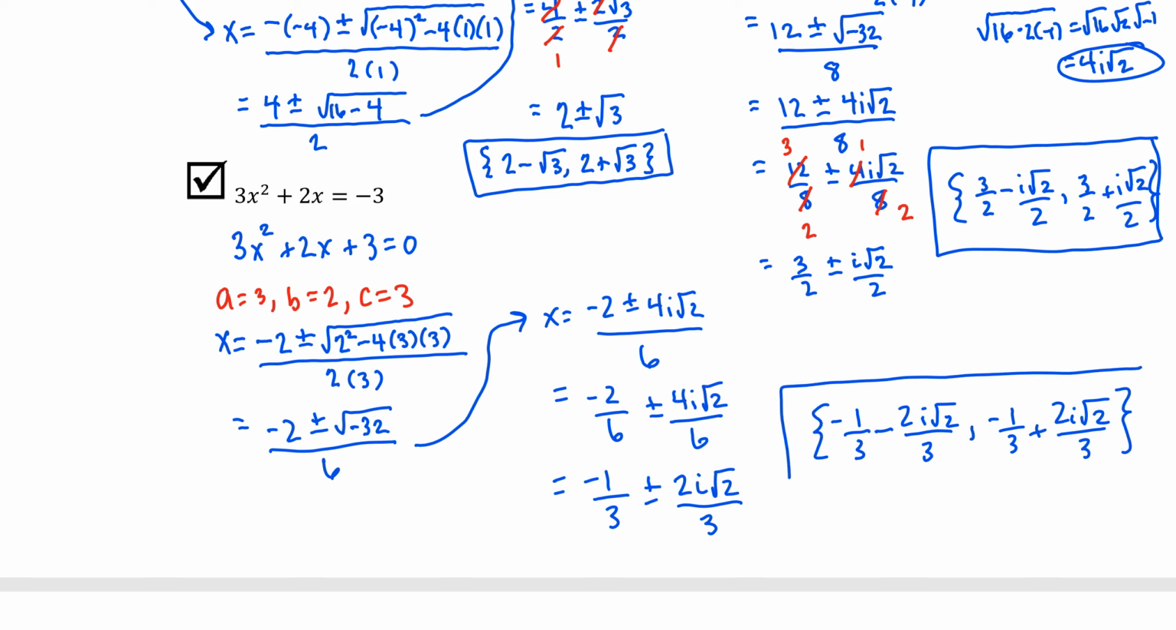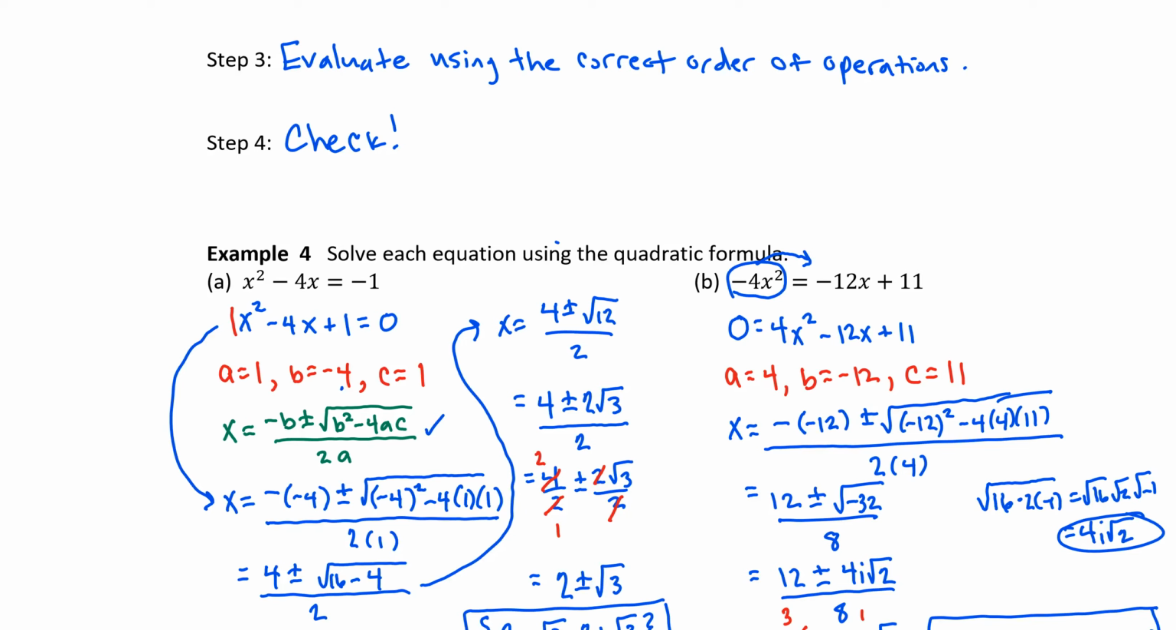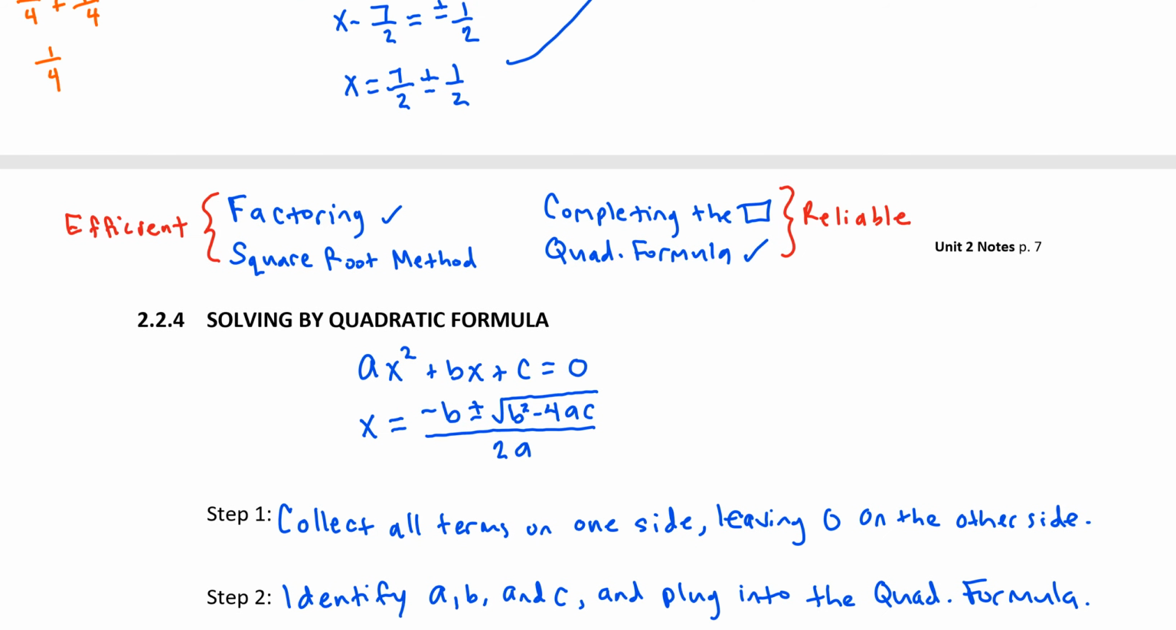We will learn later on when we turn these into two variable functions that it is significant that we have imaginary solutions that will affect the graph. So this completes section 2.2. You have 4 methods for solving quadratic equations. They are, once again, factoring and the square root method. Those two are fast and efficient, but they don't always work. And we also have completing the square and quadratic formula. Those two work on every quadratic equation.